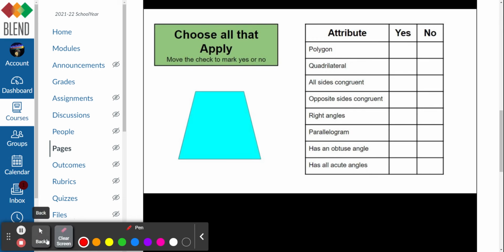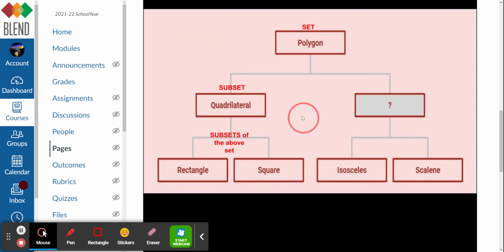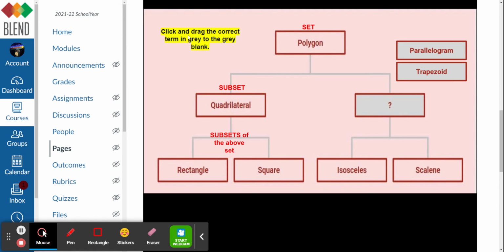All right, moving forward. Has all the acute angles? No. Has an obtuse angle? Yes. Cool. We got all that stuff. Right angles? No. Okay. All that stuff is in a good place. Click and drag the correct term in gray to the gray blank. So I don't think we're going to be able to click and drag. This looks like an assignment from last year. So you're just going to guess where these gray words go. Which one goes in this spot right here?